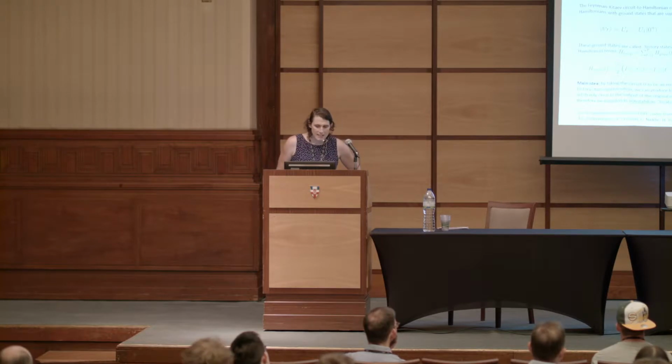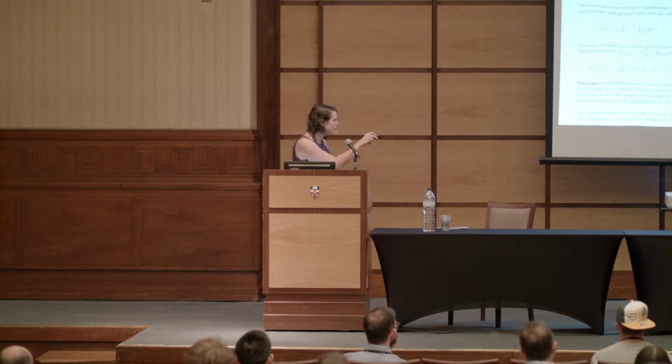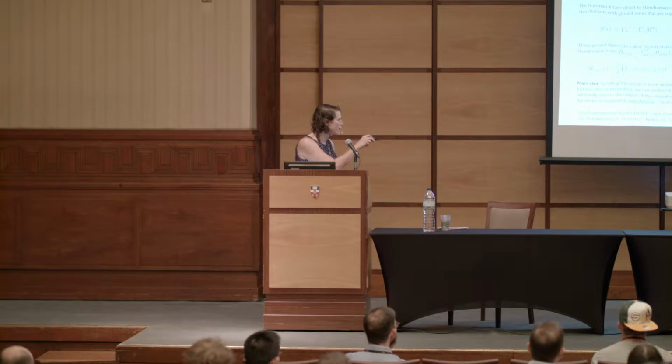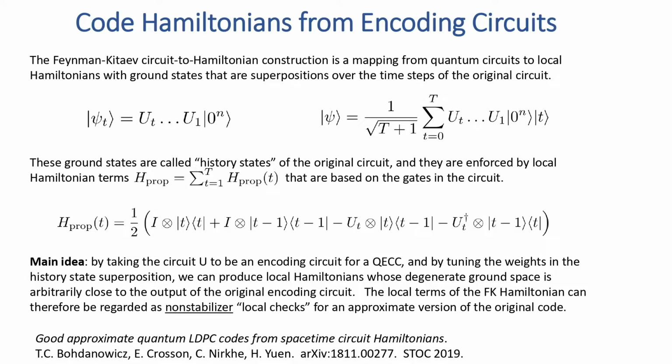So the reason that people do this in Hamiltonian complexity is that for this state, you can write down local Hamiltonian terms that are based on the gates in the circuit and enforce this state to be the unique ground state of a local Hamiltonian. Whereas perhaps the original time steps of the circuit are highly entangled and you don't know how to write down local terms that enforce them as a ground state.